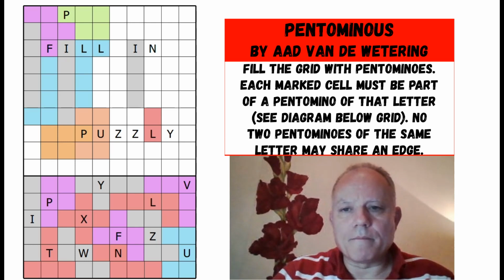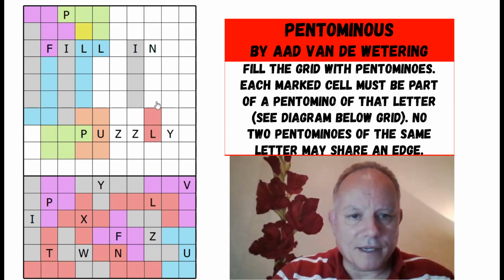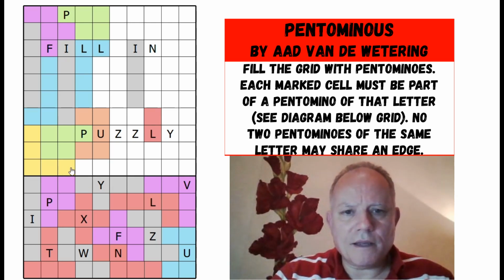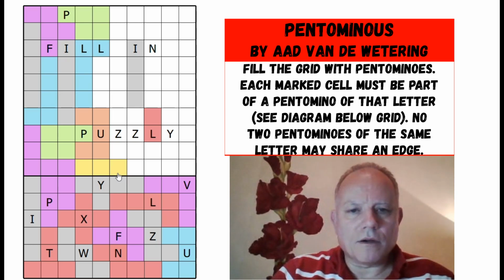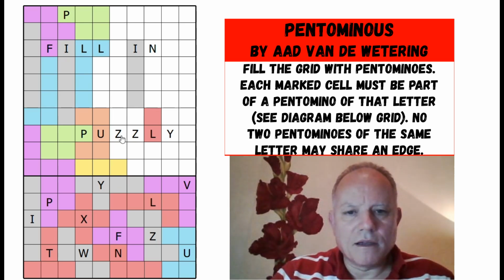Actually, let's make P green to be consistent with the P at the top. Yeah, so this is all right now. We get a V down here. I'll make that purple because it's purple down there. And then we've got a new shape coming out here. And that could be part of... Well, now let's focus on the Z.